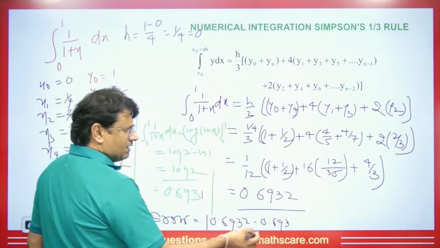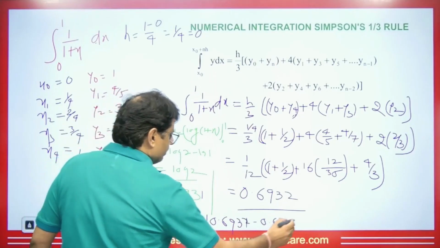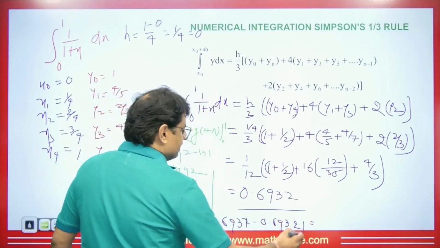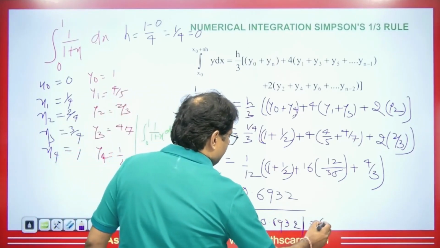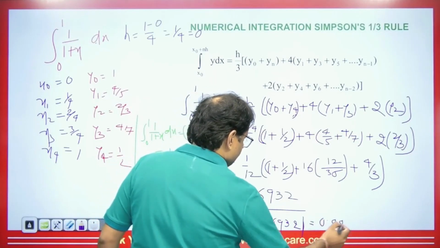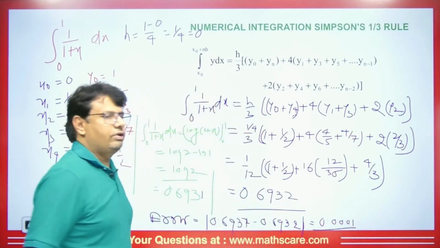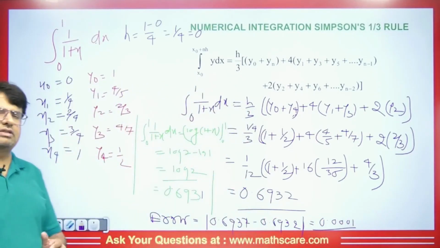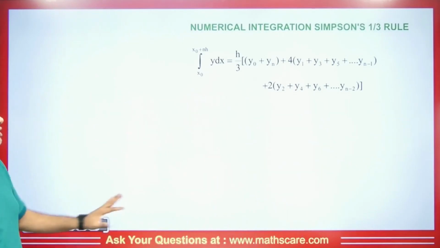Subtract the true value from the approximate value, then do this here, and this will come here, right? We will get the difference and the mod will also come here. So this will be 0.0001. Then we will get the value of the error. This is the way we can find it.